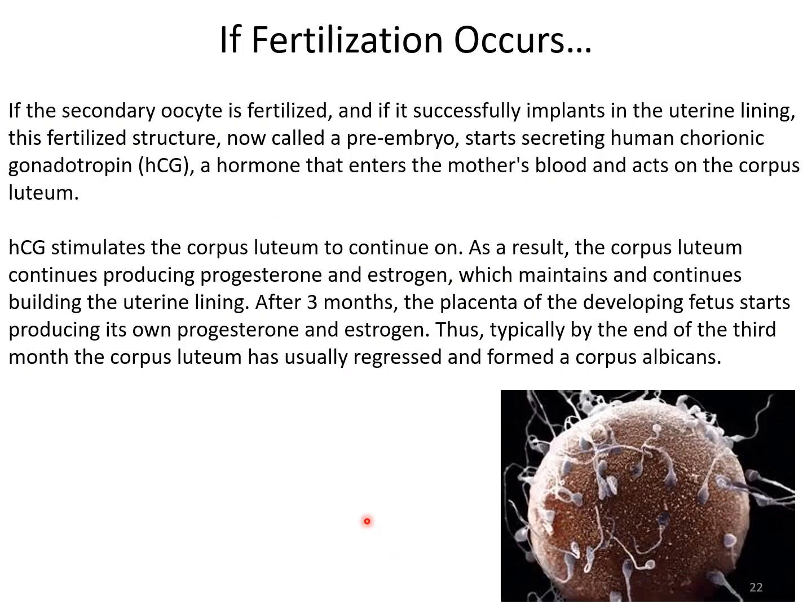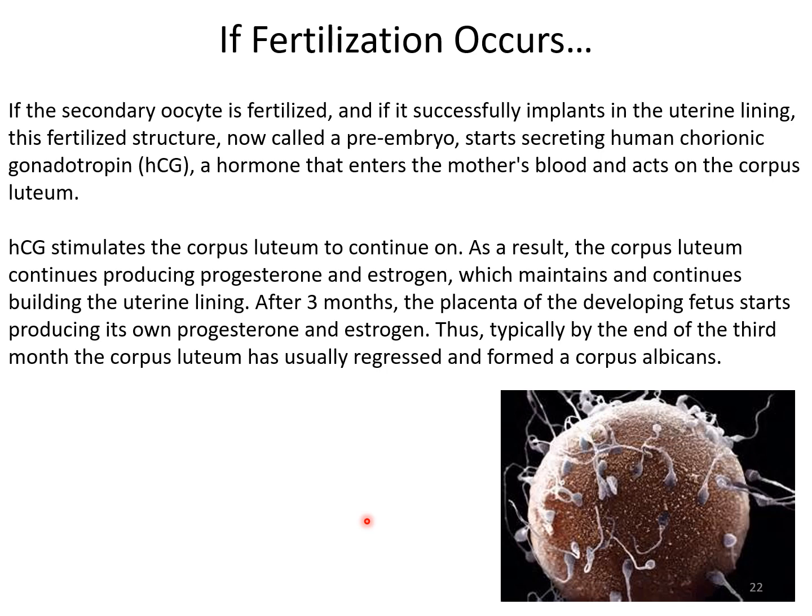Now, what happens if fertilization does occur? So if the secondary oocyte got ovulated, and then it went through the uterine tubes, if it gets fertilized and it successfully implants into the uterine lining, the fertilized structure is called a preembryo, and it starts to release something called human chorionic gonadotropin, or HCG. HCG is a hormone that enters the mother's bloodstream, and it acts on the corpus luteum. So HCG stimulates the corpus luteum to continue on doing its job for just a little bit longer.